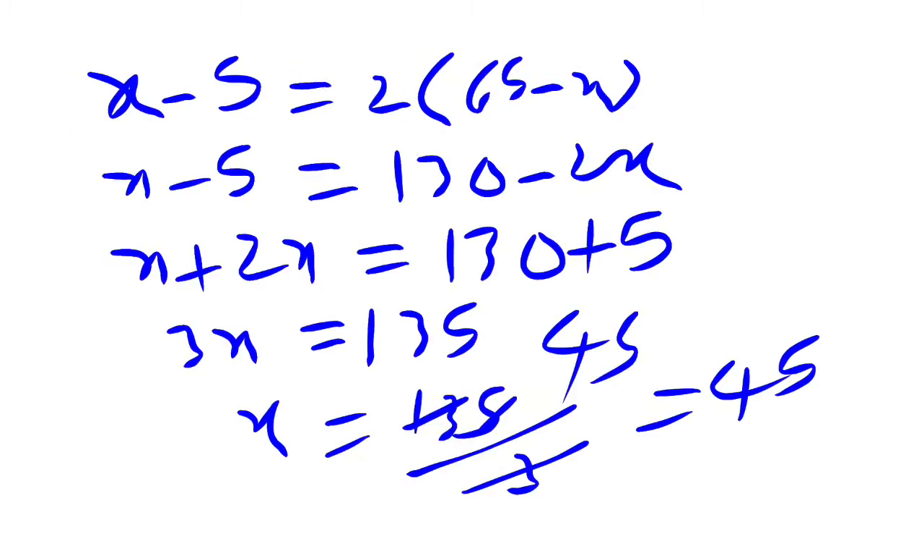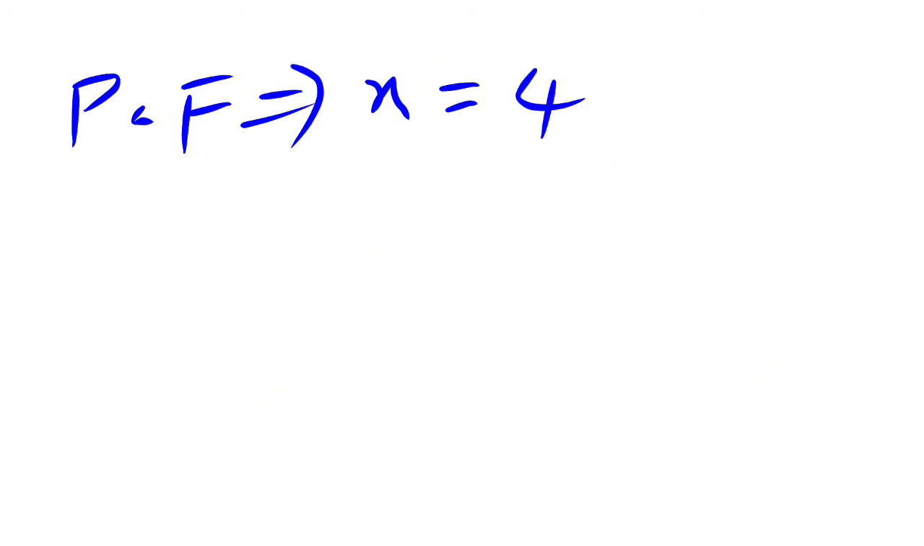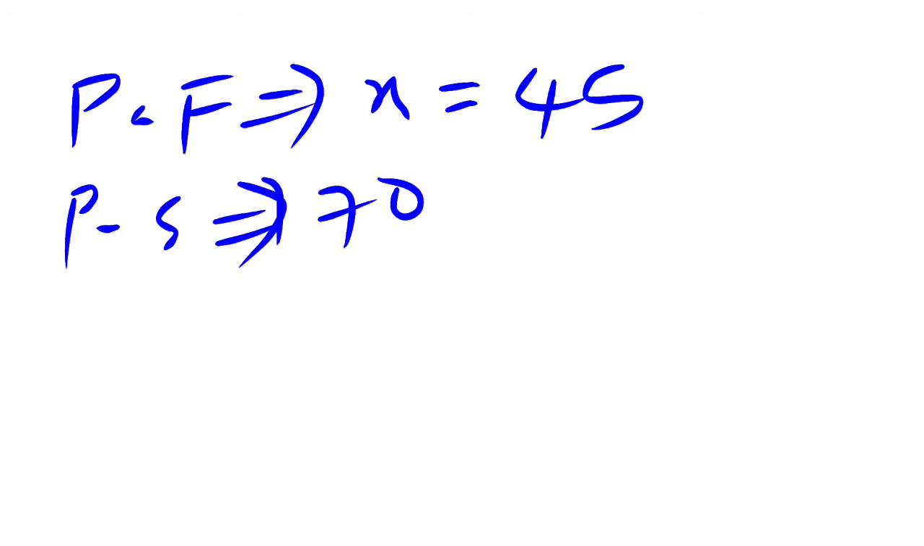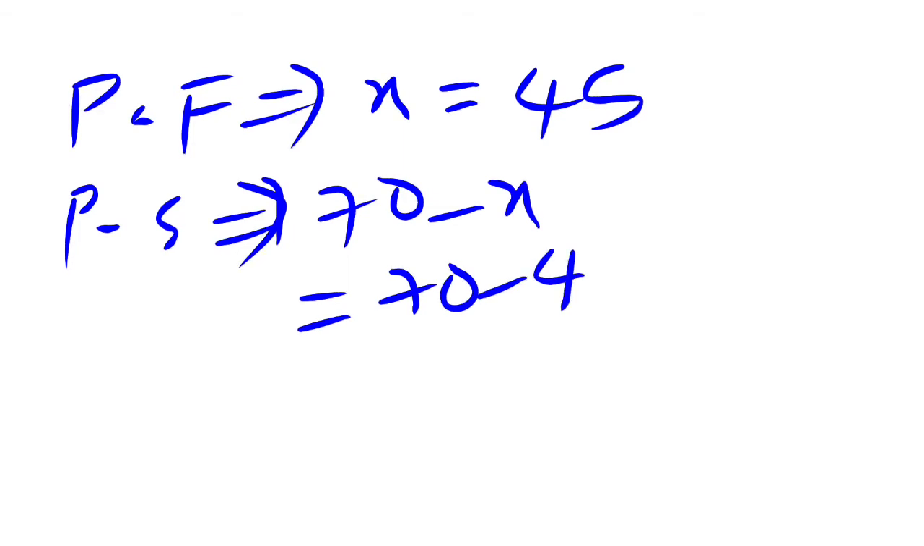So the present age of father is x, and the x value is how much? 45 years. And the present age of his son is 70 minus x. So 70 minus 45 equals 25 years.